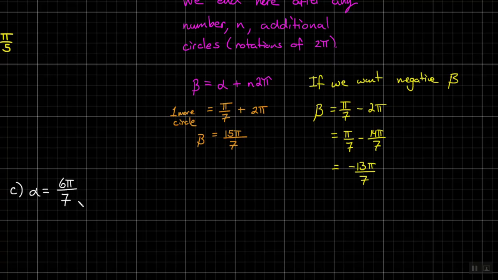6 pi sevenths. I want you to find me, here's a challenge. For this one, you are going to find me my coterminal beta, but I want you to find me 2 of them. From this angle alpha, find, and I'm not going to write coterminal again, but I'm going to say find a positive beta and a negative beta.